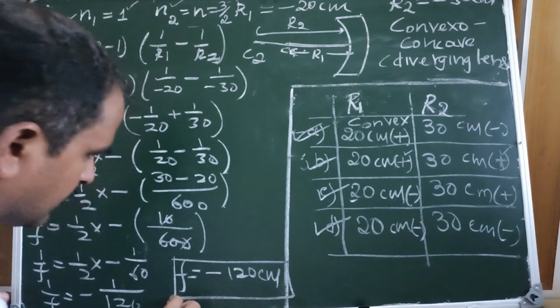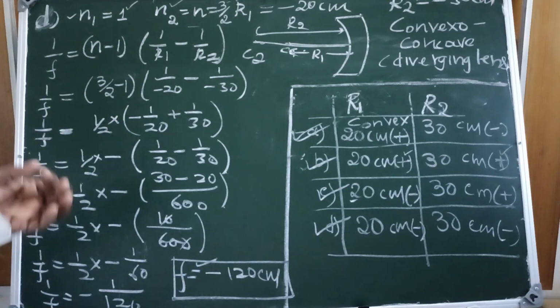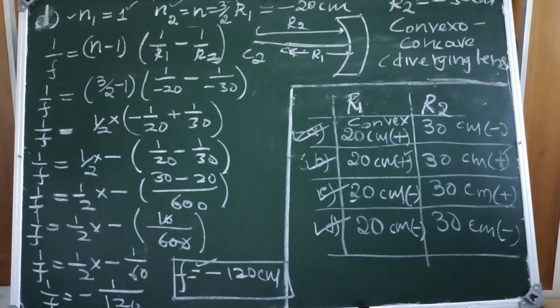So this focal length is negative, so no doubt it is a diverging lens. R1 and R2 are negative for a diverging lens, and it is a type of lens called a convexo-concave lens. Now all the 4 types of lens that we can construct we have discussed.